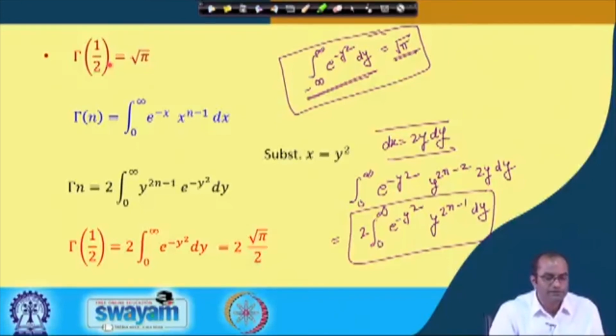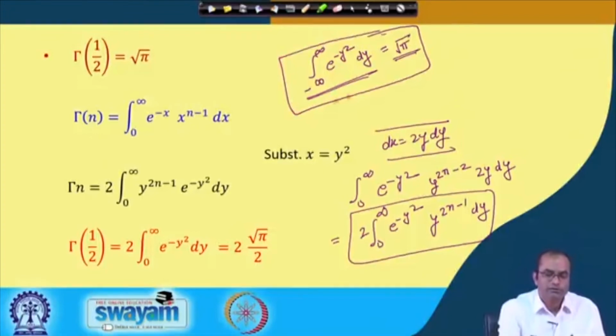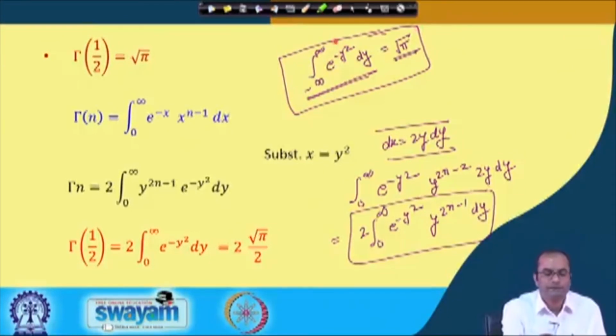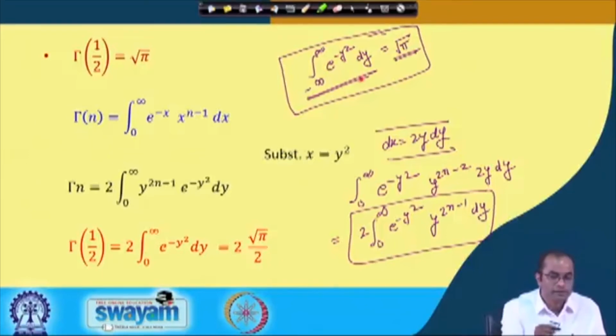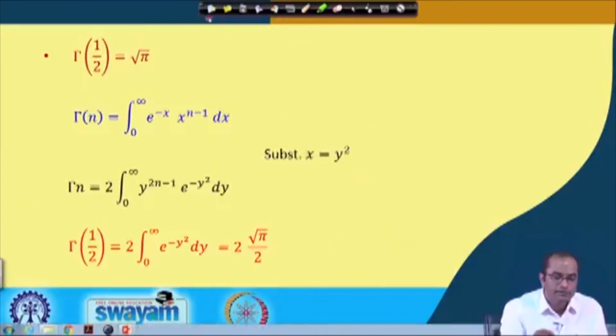So, gamma half is square root pi, but we have used this value without evaluation. After a few lectures we will evaluate this when discussing the double integrals. So, this is for later.